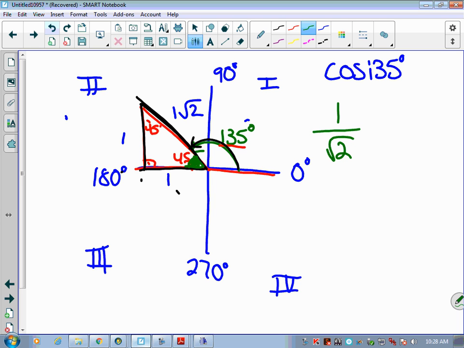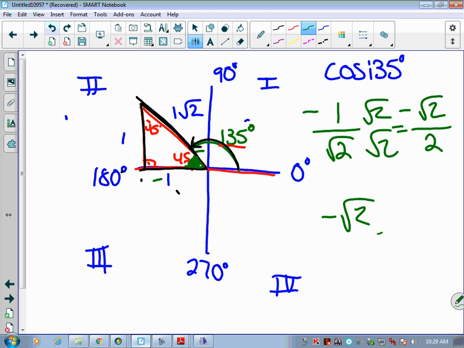Can I leave it like that? Somebody said sure. Can I? No. What do I have to do, Lexi? Multiply by radical 2 over radical 2. What is 1 times radical 2? And what's radical 2 times radical 2? 2. Now, the other thing that you have to remember is because we're dealing with a coordinate plane, that one was negative. Okay? So this one was negative, so that is a negative radical 2. So my answer is negative radical 2 over 2.